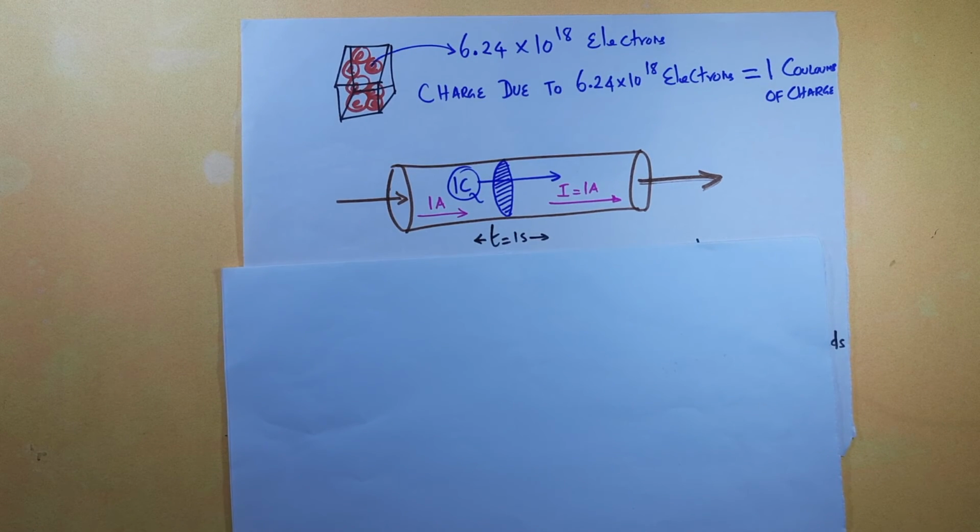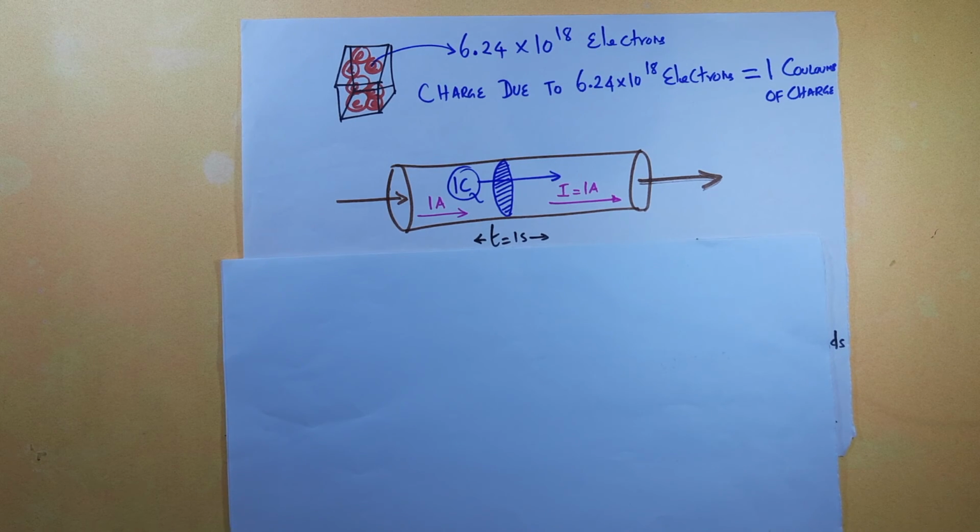Say for example, we have a cross section, shown in blue color, and imagine we have 1 coulomb of charge. In 1 second, or in every second, if 1 coulomb of charge crosses the cross section, then we say 1 ampere of current flows through the conductor.